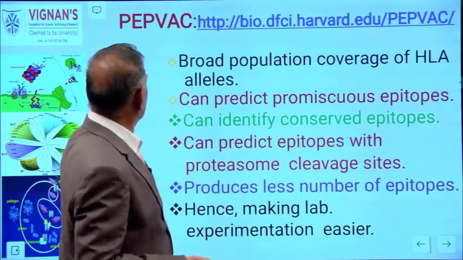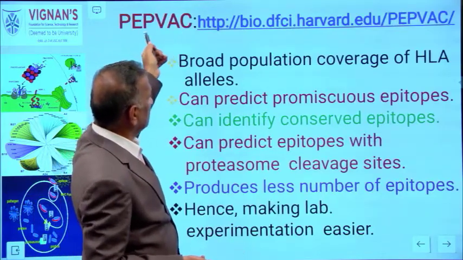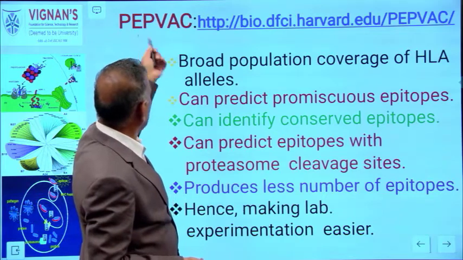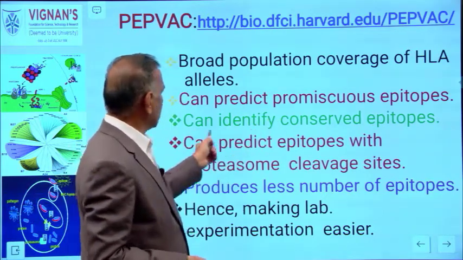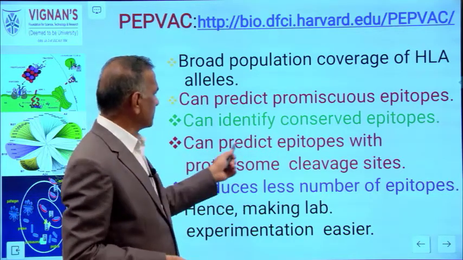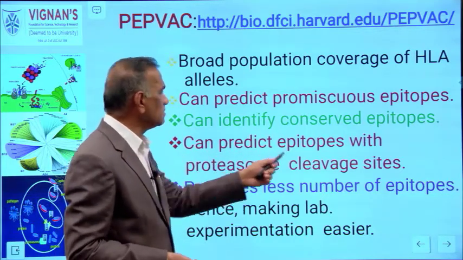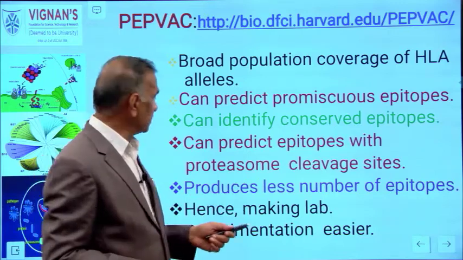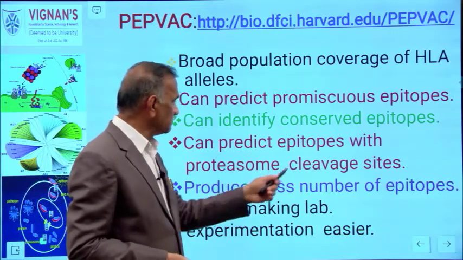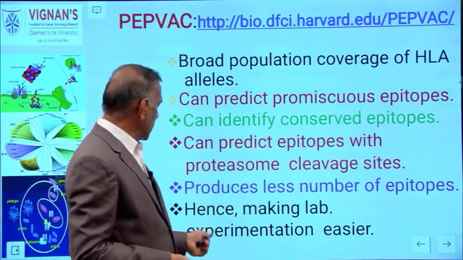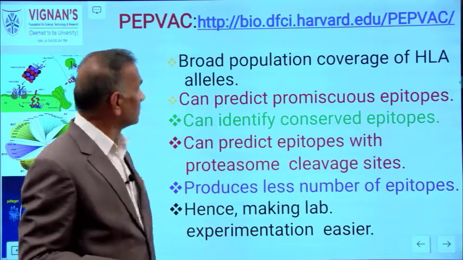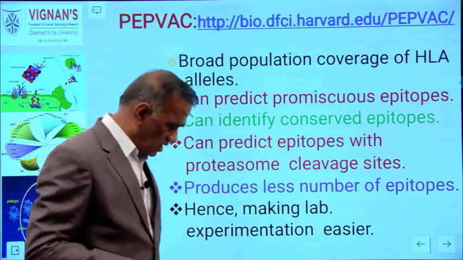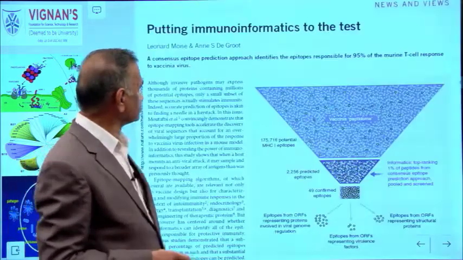So now this is another one, PEP-VAC. This is again another type of software tool. It can predict promiscuous epitopes, can identify conserved epitopes, can predict epitopes with proteasome cleavage sites, and produces a smaller number of epitopes, hence making lab experimentation easier. So that's what one can try with PEP-VAC. Here the URL also is given.